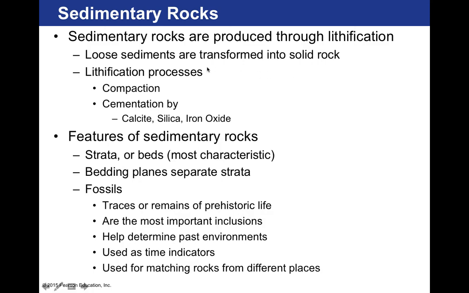They're produced through lithification, so this is where loose sediments are transformed into solid rock. Essentially, this process happens by compaction and then cementation by calcite, silica, or iron oxide. Some other features would be strata or beds. So these bedding planes separate the strata.